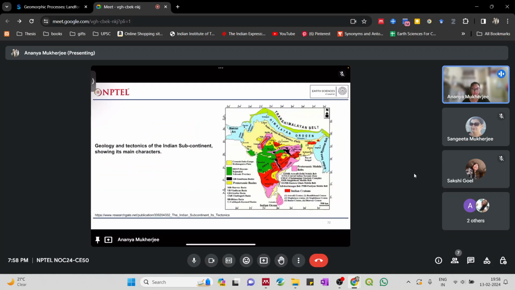Similarly, in the Indian context, the most important plate boundary feature that we have is the Himalayas. Another important plate movement feature is the formation of the Deccan basalts. The Deccan basalts were formed due to the movement of the Indian landmass over a hotspot, a plume hotspot.